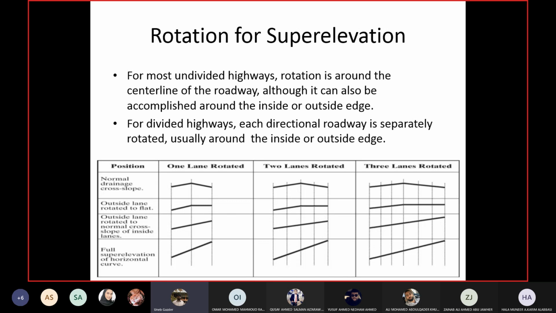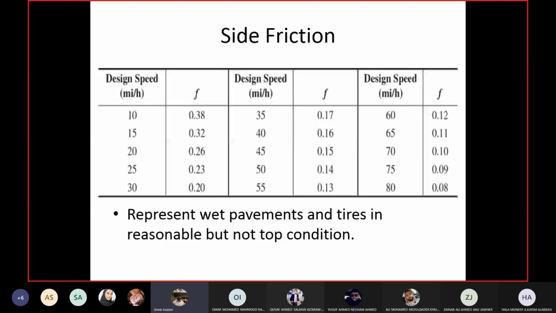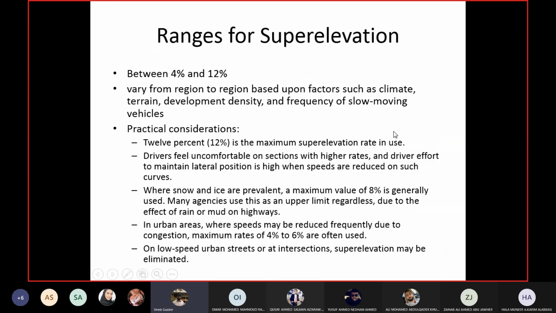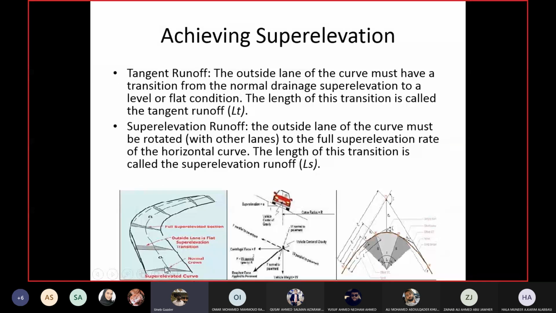For example, let's say this is the rotation around the center line. The center line elevation will not change. The elevation of this edge of the road is changing. You can see it here. It is raised and then it is further raised. And if the inside lane doesn't have the super elevation required, then from here to here the inside lane is going down, so that I can achieve the required slope.